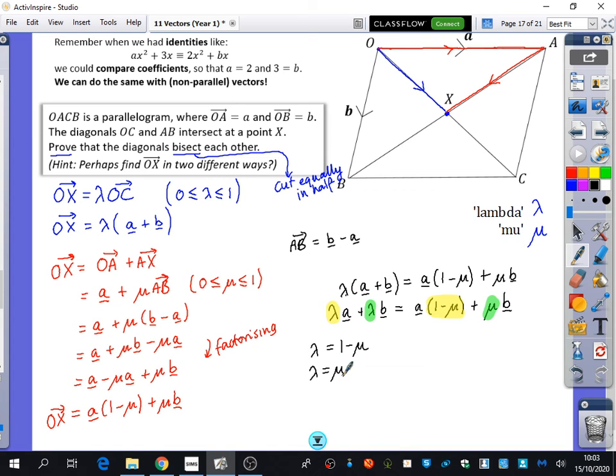So I know that lambda is equal to mu, so I can replace this lambda with a mu. So I get mu equals 1 minus mu. So 2 mu equals 1. So mu is equal to a half. And because lambda and mu are the same as each other, then lambda is also equal to a half. Hence, the diagonals bisect each other.